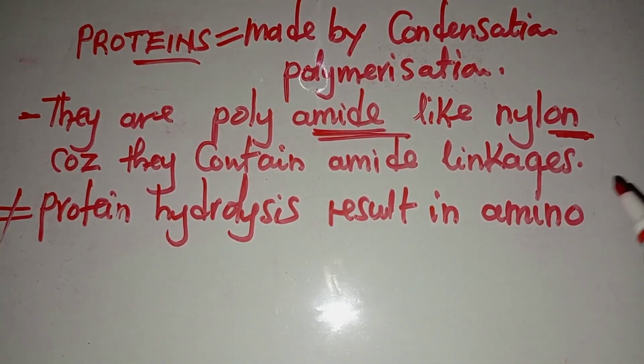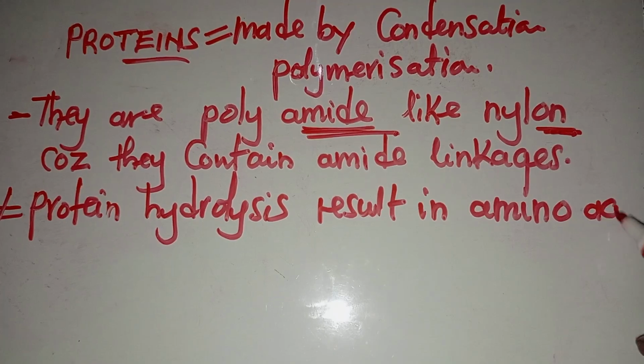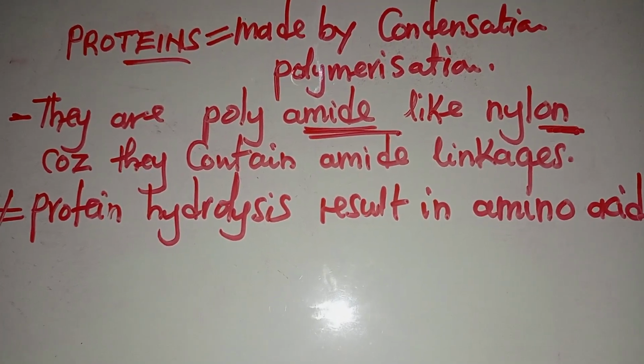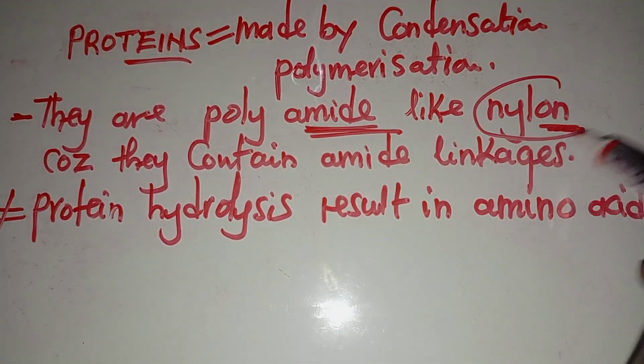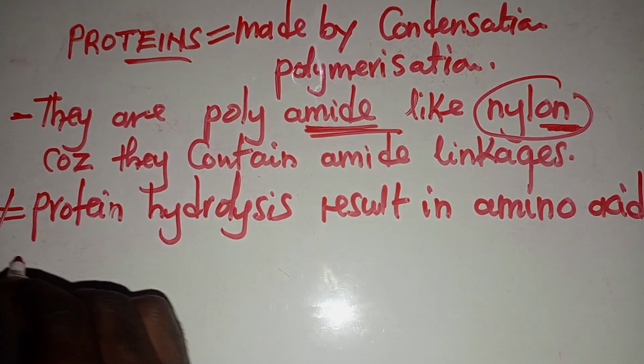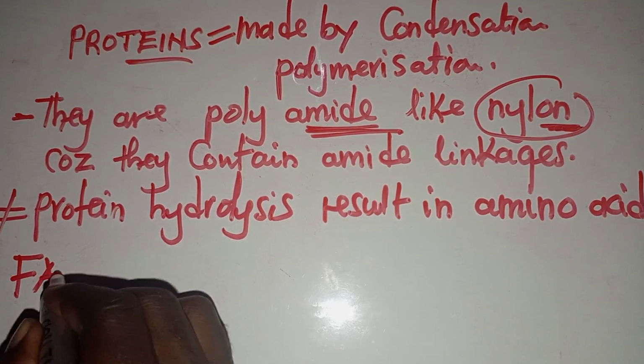These things we know them. So they get to result in what? Amino acid. This is what you need to get. And these ones have similar structure like what? Neons. So once you know the structure for neon, you know the structure for a protein. It is just as simple as that. We move to fats.